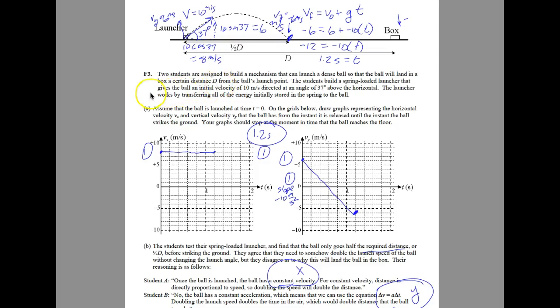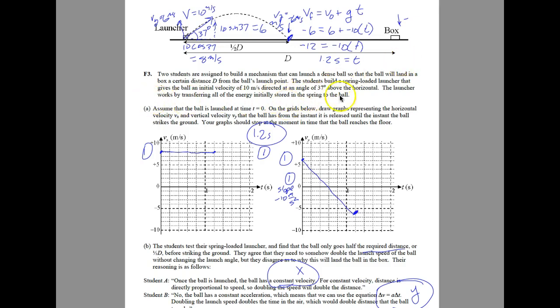Hey, this is Horner, and we're going to take a look at free response number 3 for the projectile and circular motion review. In this one, you have a couple of students. They build a mechanism that can launch a dense ball, so it's pretty heavy. So there's no air resistance, is what they're saying there, and it will land a certain distance away in a box, is what they want it to do.